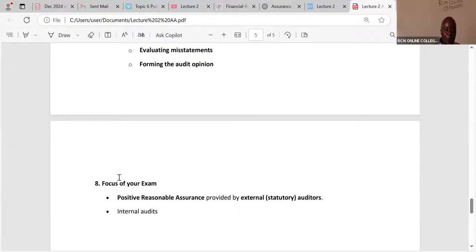So for you, focus in your exam as you study, you must be able to know this positive reasonable assurance provided by external statutory auditors. And then, of course, you shall be able to look at the internal audits. You as an internal auditor, there is the kind of assurances that you shall be providing.